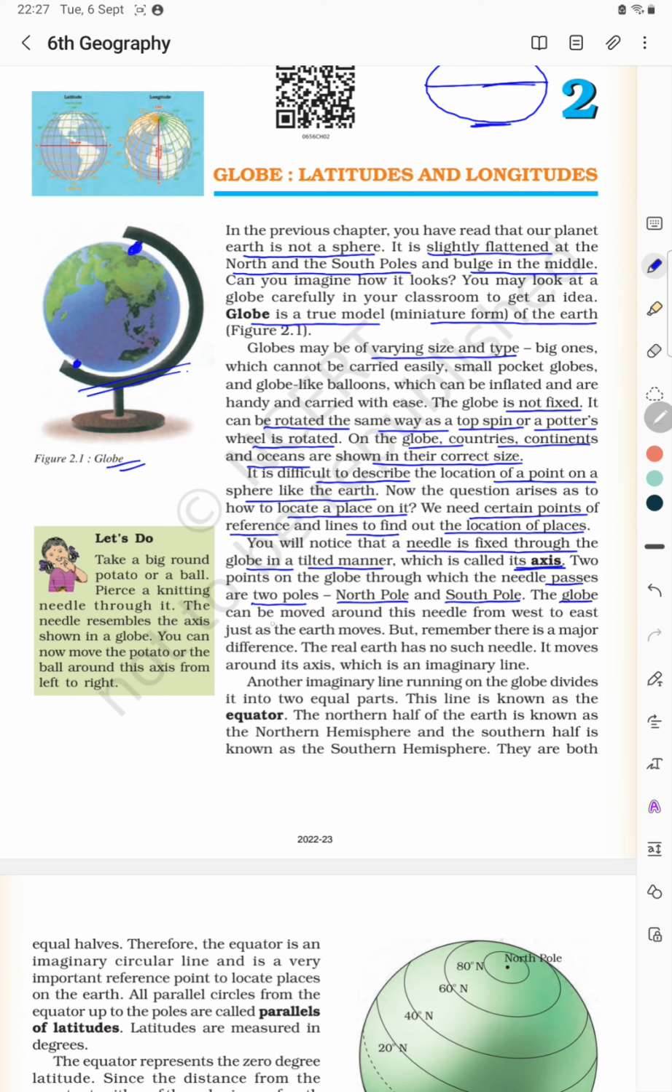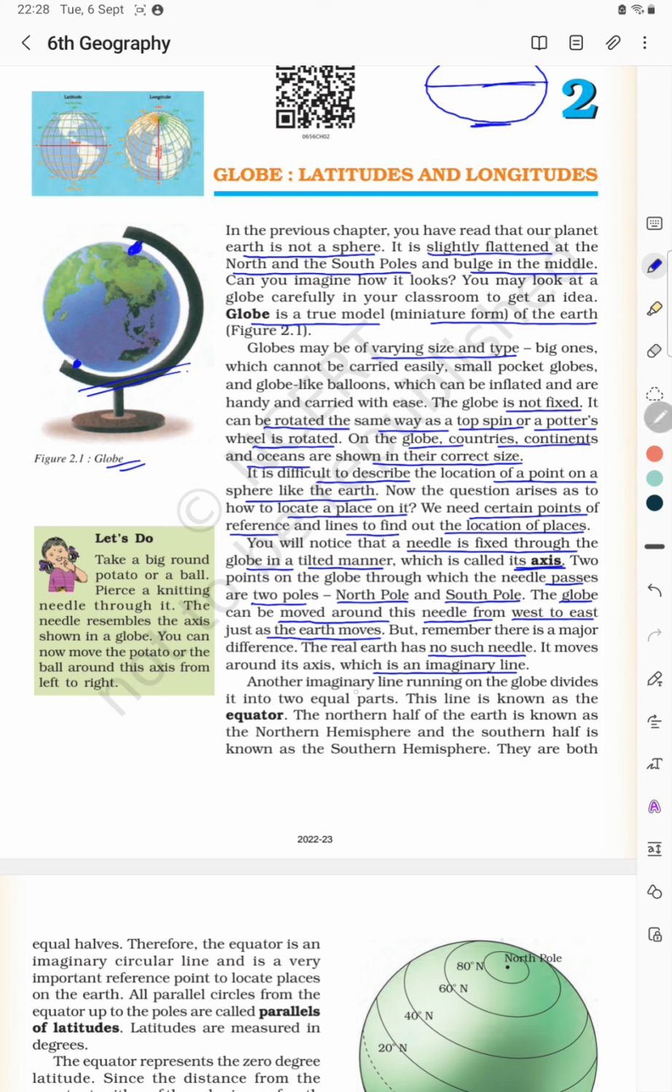Now the globe can be moved around this needle from west to east, just as the earth moves from west to east. But there is a difference. In the globe there is a needle which passes through the two poles, but in the real earth there is no such needle. It is an imaginary line about which the earth rotates. So the needle in the globe is equal to the imaginary line in the real earth.